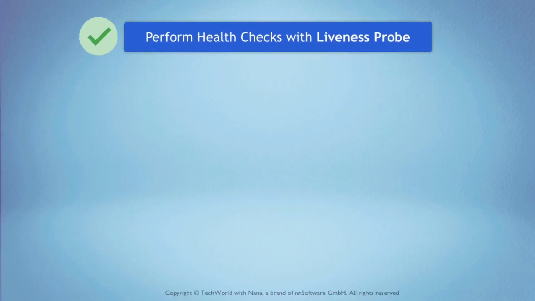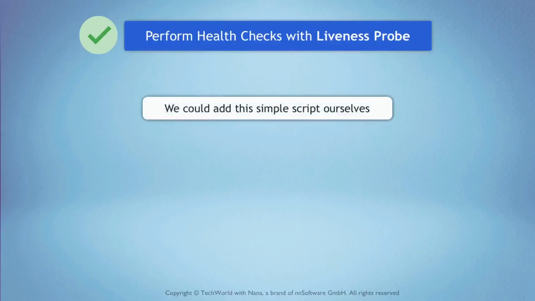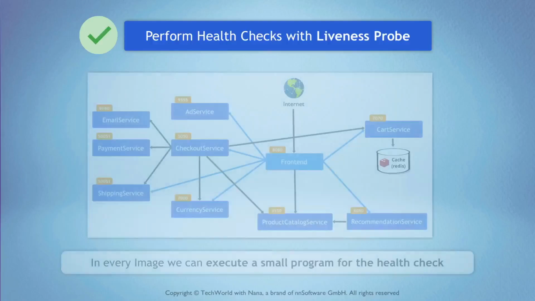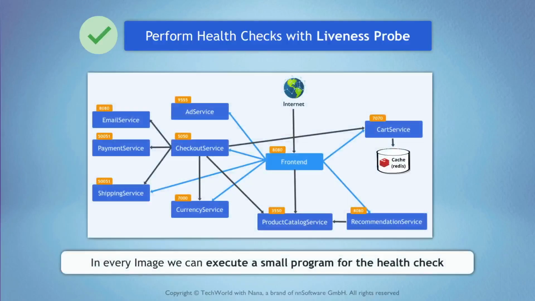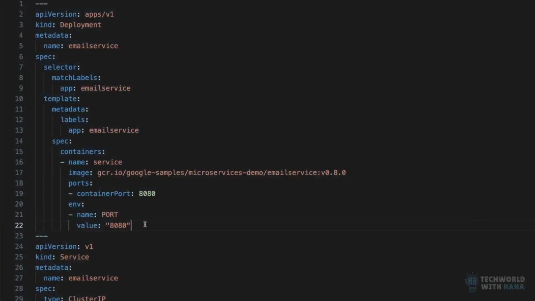And we can actually add this simple script or command ourselves in the configuration, but in our case, the developers tell us that in every image, they actually added a small application, a small program that can be executed to check whether the application in pod is accessible and healthy. So we can use that in the liveness probe. So let's see how that looks like in the configuration.